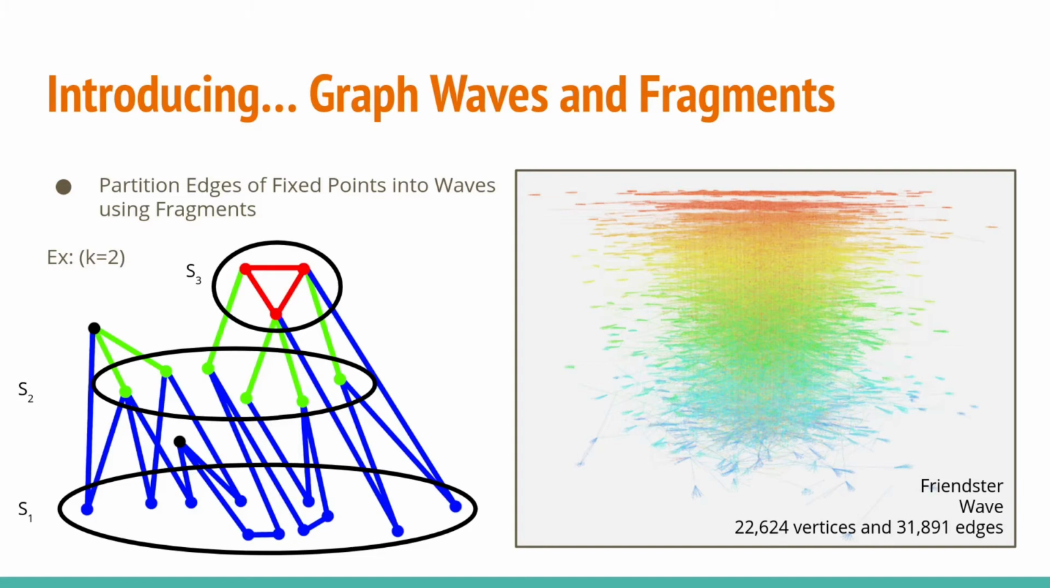We start again with a seed set of degree equal to k and repeat the process until the fixed point is empty. In the left example, the blue and green edge fragments make up the first wave of a fixed point of minimum degree 2, and the red edge fragment makes up the second wave. The picture on the right shows a collection of 19 fragments colored blue to red from a wave in the Friendster social network.